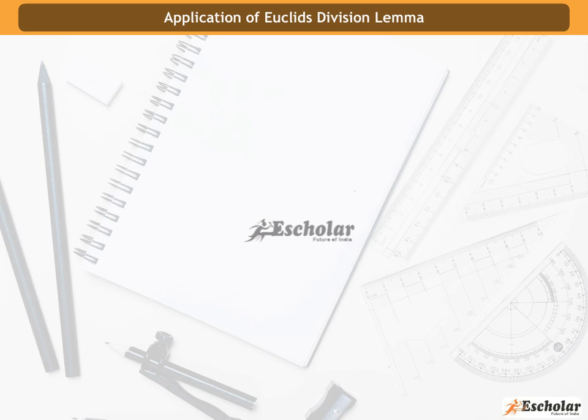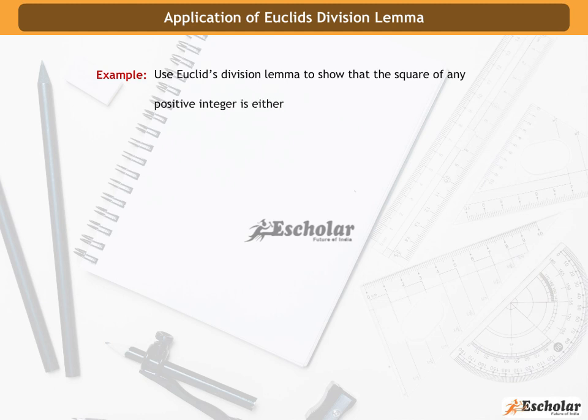Application of Euclid's division lemma. Example. Use the Euclid's division lemma to show that the square of any positive integer is either of the form 3m or 3m plus 1 for some integer m.